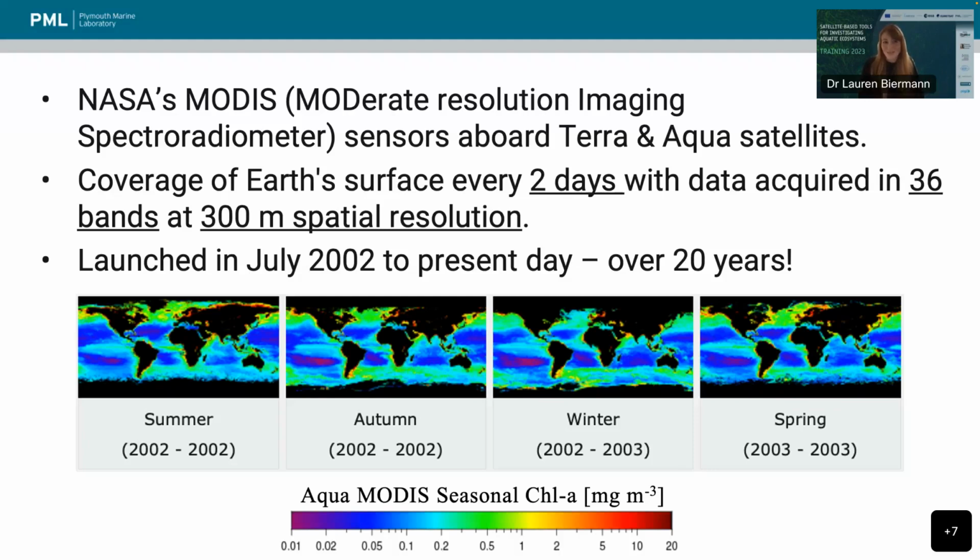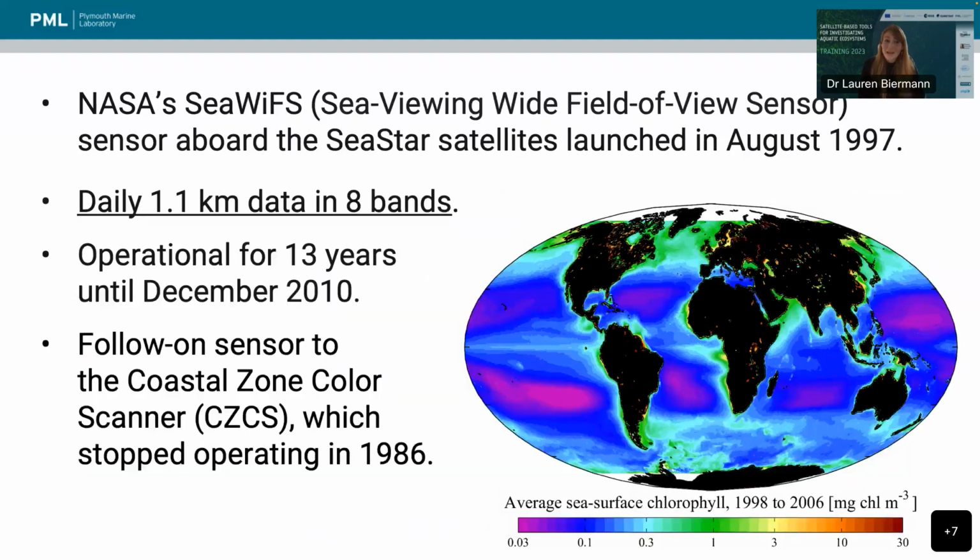But actually, 20 years is maybe nothing, because we can go back further than that thanks to SeaWiFS and the Coastal Zone Color Scanner. These sensors collected data from 1997 and 1986, and SeaWiFS collected data at 1.1 kilometer spatial resolution, in 8 bands on daily scales. So we can go back to 1998 to see what the oceans looked like compared to now. But actually, we can go back further than that.